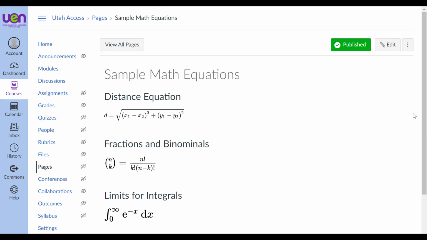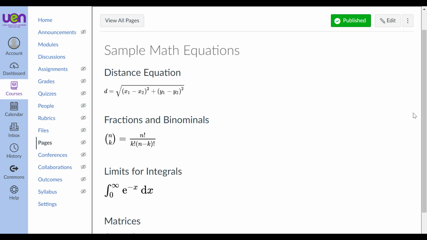So what I would like to do now is give you an example of how some more complex equations can be read by a screen reader if they are entered using Canvas's math editor. So I've gone to a page that I've already prepared with some more complex equations. So let's look at the distance equation and how that's read.